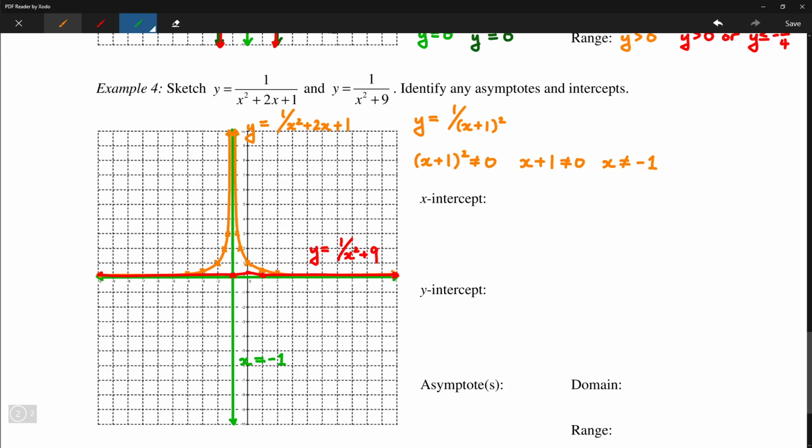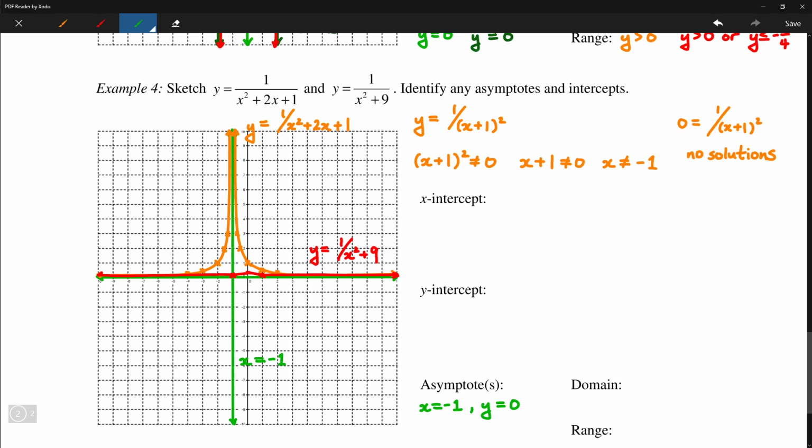And as well, this has no solution, just like before. 0 equals 1 over (x plus 1) all squared has no solution. So that means y equals 0 is an asymptote as well. So that is x equals negative 1, y equals 0 for the asymptotes.